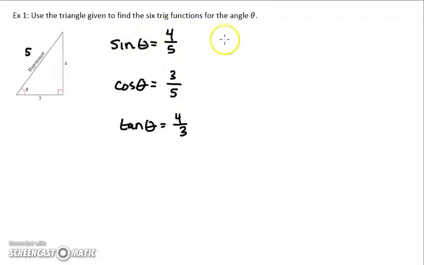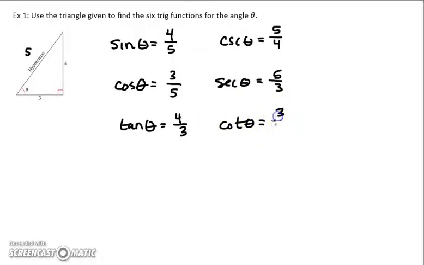So sine is paired with cosecant. So cosecant is going to be 4/5. It's just the reciprocal of sine. Secant is just the reciprocal of cosine, so that's 5/3. And cotangent is the reciprocal of tangent, so that's going to be 3/4.